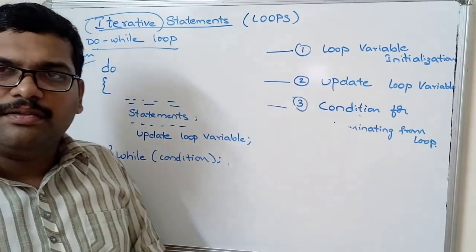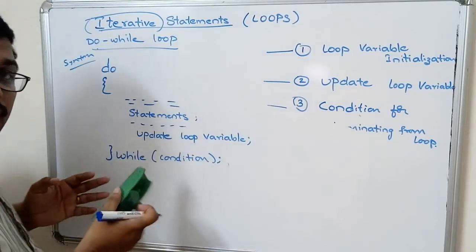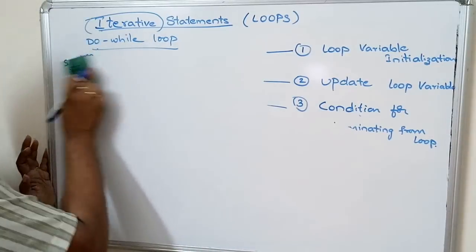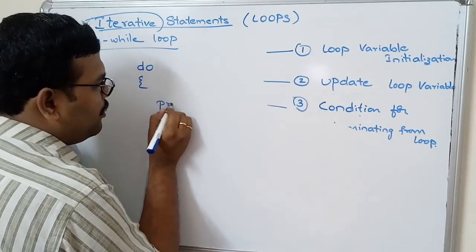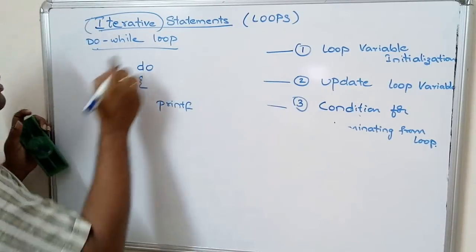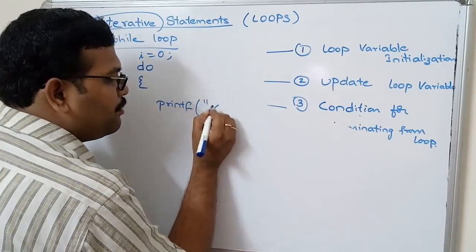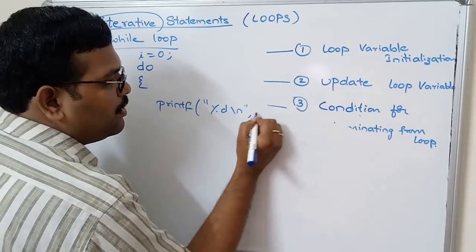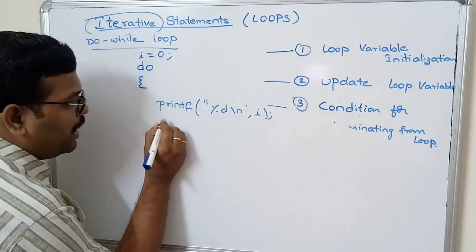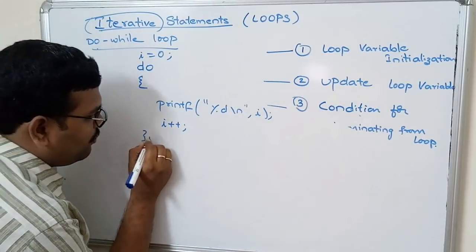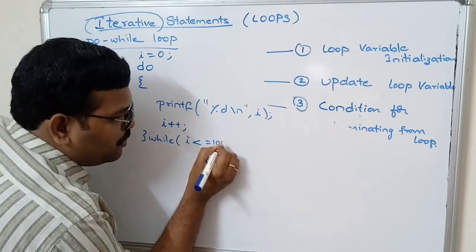The same example, let us take the printing of natural numbers, 0 to 100, so that we can write the logic using the do while loop. Same logic: do, initialize I is equal to 0, printf "%d\n", I, now I plus plus, while I less than or equal to 100.